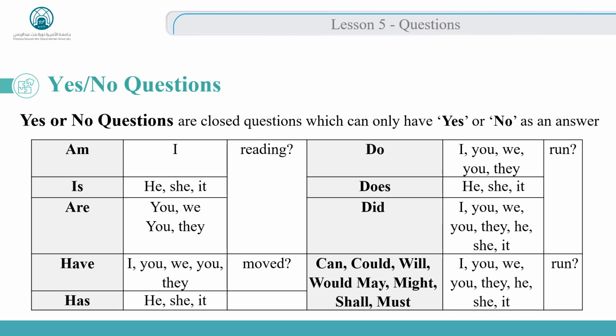Have is used with the pronouns I, you, we, and they, and also with all plural subjects. Has is used with the third person pronouns he, she, it, and also all singular nouns. Let's look at the examples.